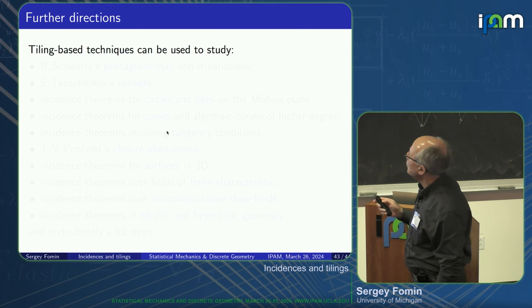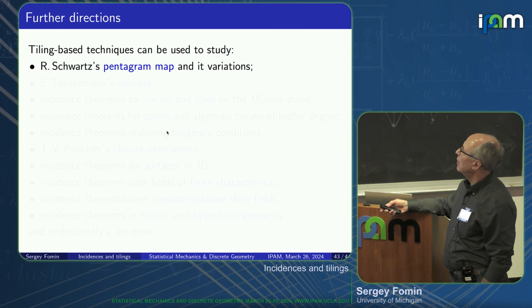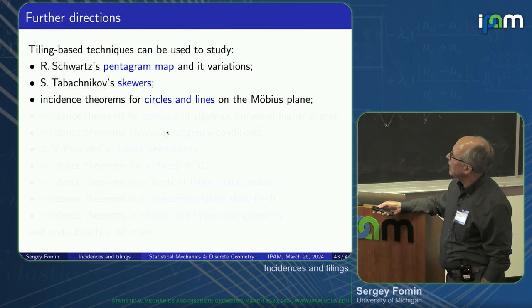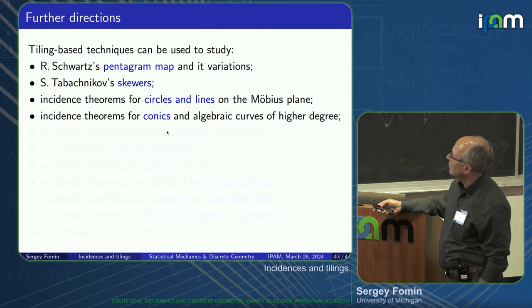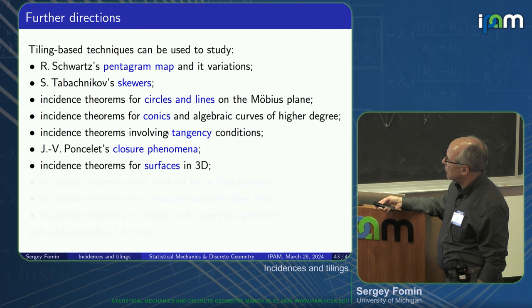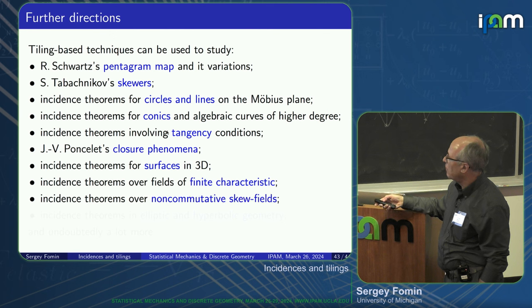So to finish, there are many other directions in which we can move. These are some of them, like incidence theorems for circles and lines in the Möbius plane, or looking at curves of higher degree, which we currently pursue. Theorems involving tangency conditions like Poncelet's closure phenomena. And then, of course, you can look at surfaces, theorems over a field of finite characteristic, which we have one application of in our paper.